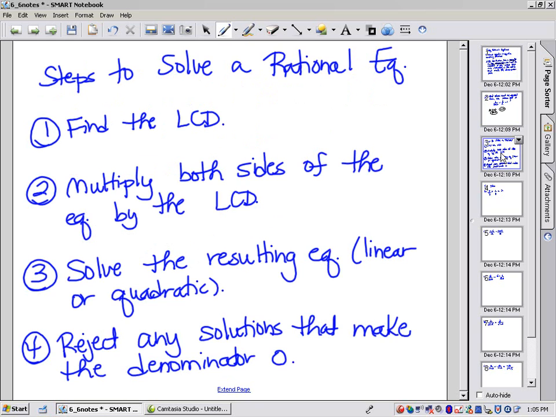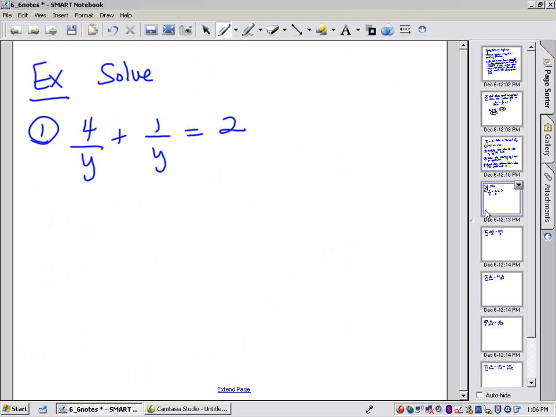Now the steps to solve a rational equation should be somewhat familiar to you. We're going to first find the least common denominator. Then we're going to multiply both sides of the equation by the least common denominator. Then we'll solve the resulting equation. That equation might be either linear or quadratic. If it's quadratic, we have to solve it by factoring, by setting it to 0, and so forth. And then we're going to reject any solutions that make the denominator 0. So let's go through some examples of that.